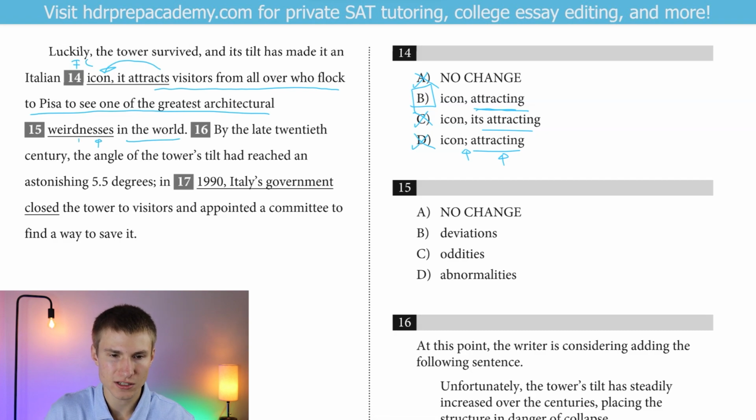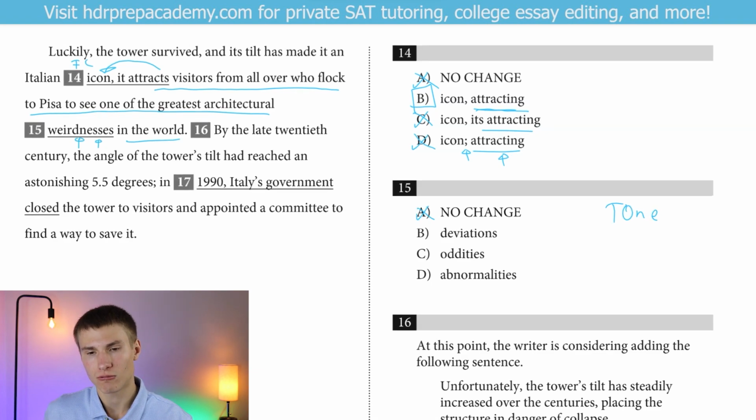All right, now addressing question 15, right? One of the greatest architectural weirdnesses in the world? No, that's not fitting with our tone, and it's also not a good way to describe the Leaning Tower of Pisa. We wouldn't say deviations either. We wouldn't say abnormalities.